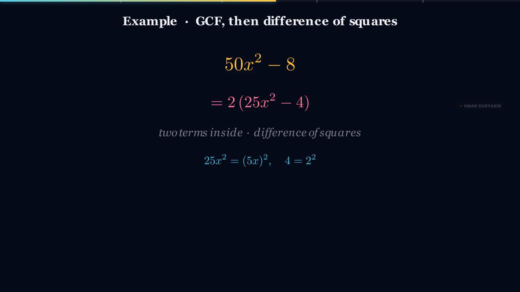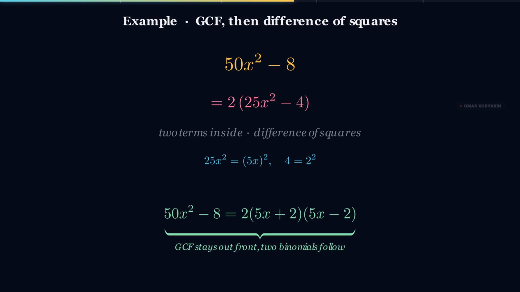Apply the difference of squares formula. The factor 25x squared minus 4 becomes 5x plus 2 times 5x minus 2. Pair that with the GCF we pulled out at the start. The complete factored form is 2 times 5x plus 2 times 5x minus 2. The GCF stays at the front of the answer, and the 2 binomials sit beside it. Pulling out the 2 before applying the difference of squares made the recognition obvious instead of buried in the larger numbers.